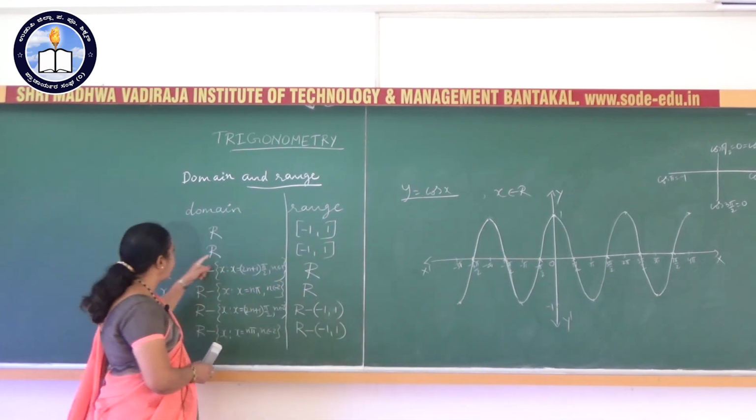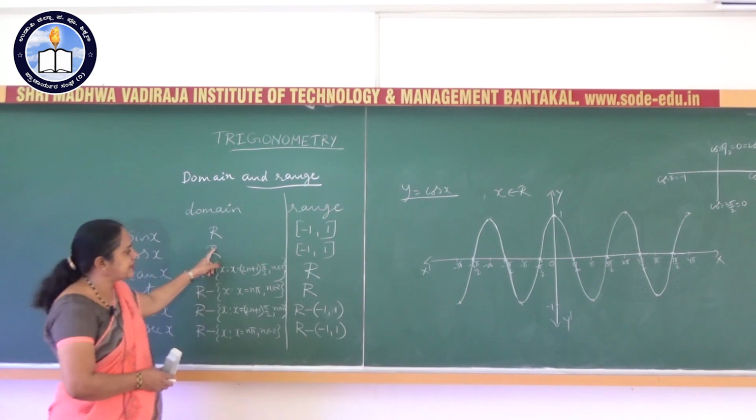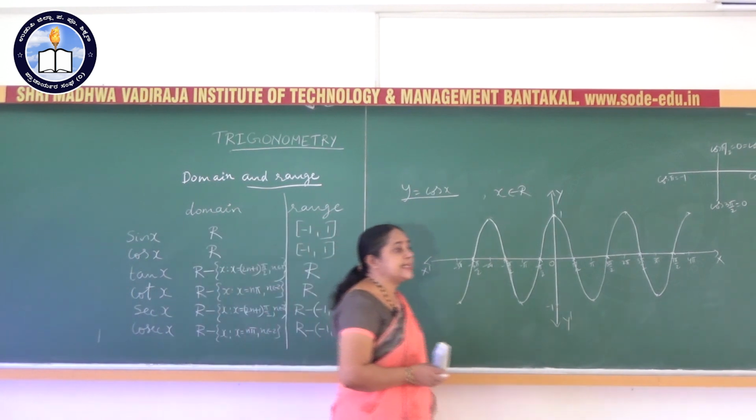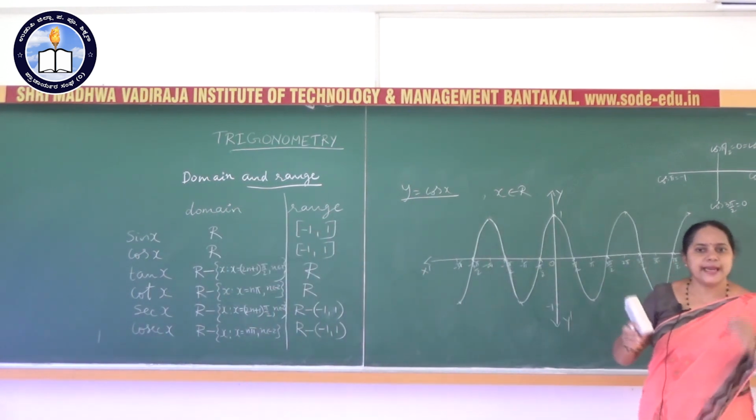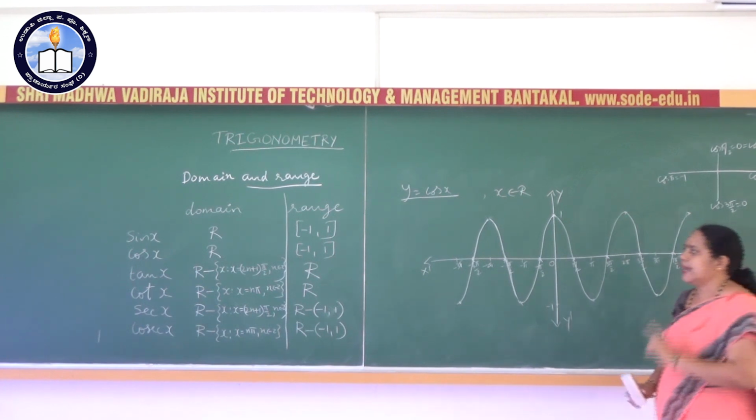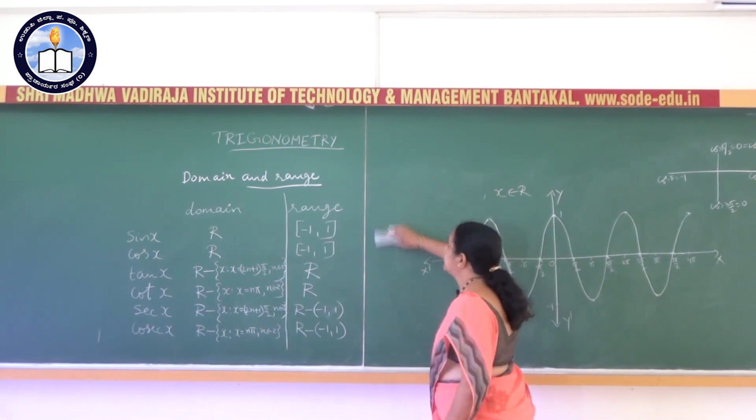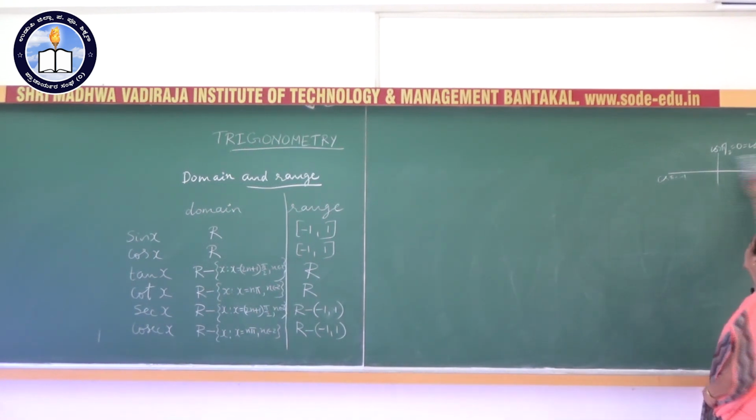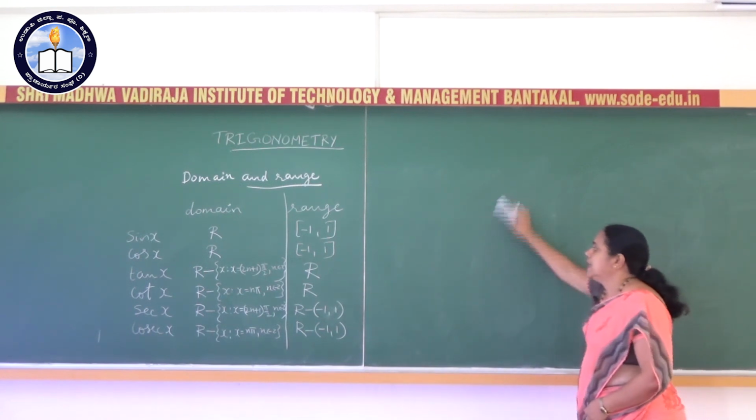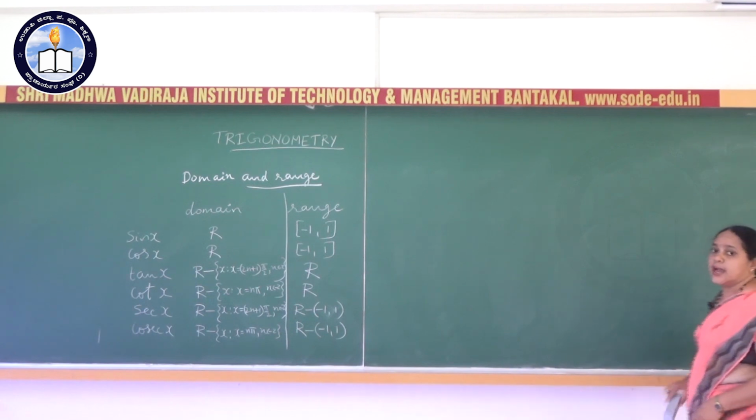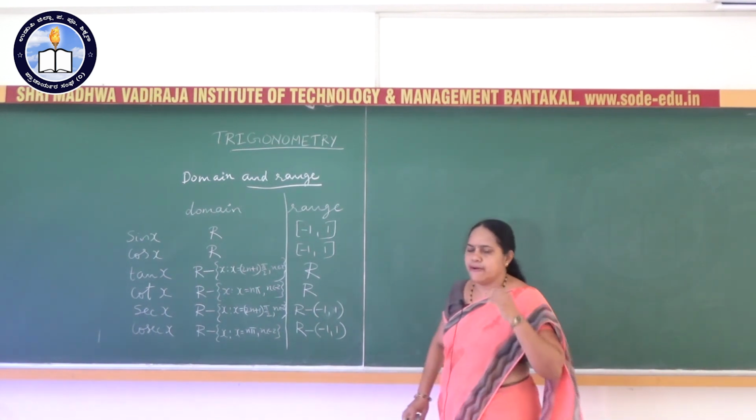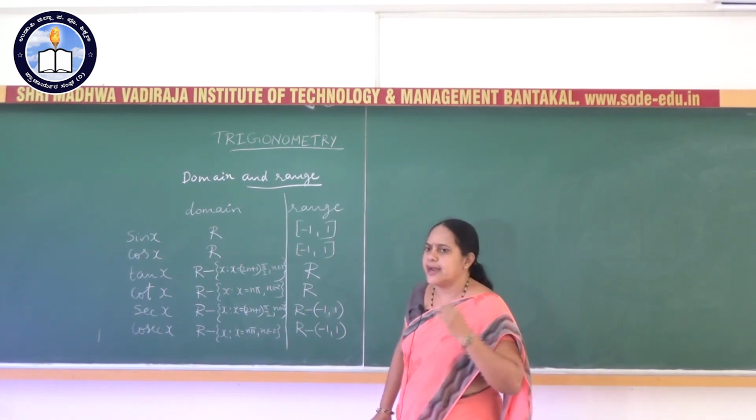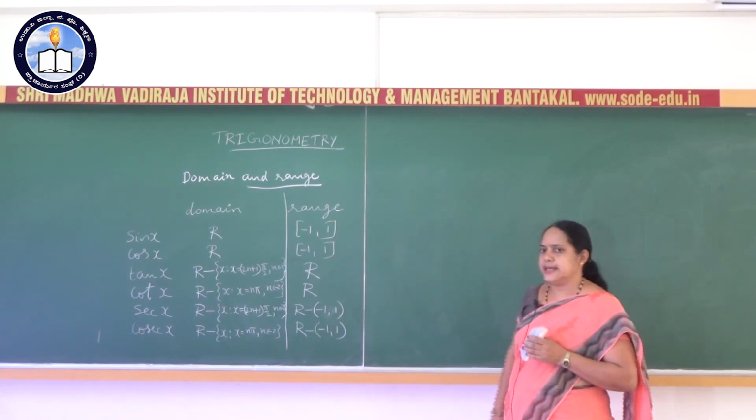So the domain of cos x is R, the set of all real numbers, and the range of cos x is the real numbers in between minus 1 and 1, including 1 and minus 1. That is the graph of y equals cos x. These two graphs are very, very important, and it is a very important 3-mark question, either to draw the graph of y equals sin x, x a real number, or to draw the graph of y equals cos x, x a real number.